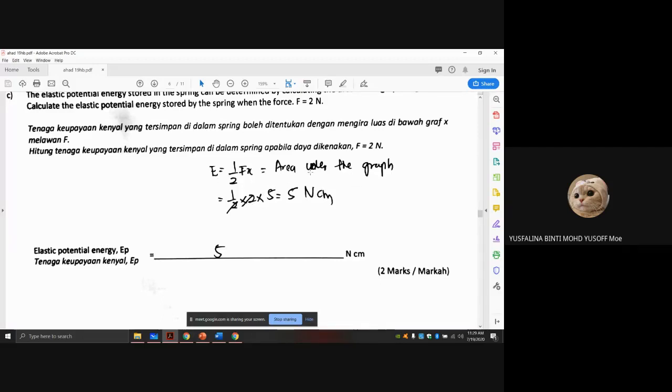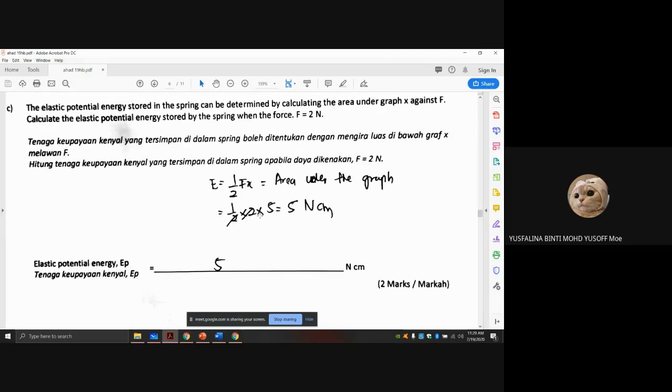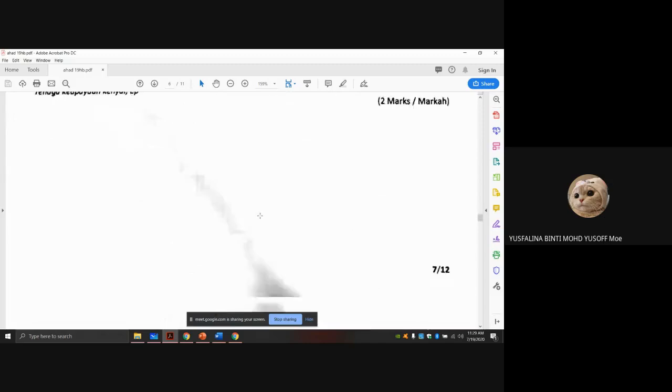But this one, I didn't change. Remember, the unit cannot be joule. If you want to use joule, you have to change the centimeter to meter first, then you can put the unit joule. This one you have to remember. So that is up to question number 2.